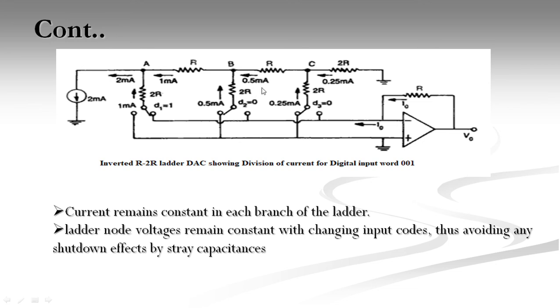So from this we can infer that the current remains constant in each branch of the ladder, and it does not depend on the switch position. Because the current remains constant, the ladder node voltage also remains constant with changing input codes, thus avoiding any slowdown effect due to stray capacitance. So the problem of the weighted resistor and R2R ladder can be overcome using this inverted R2R ladder type of DA converter. Thank you.